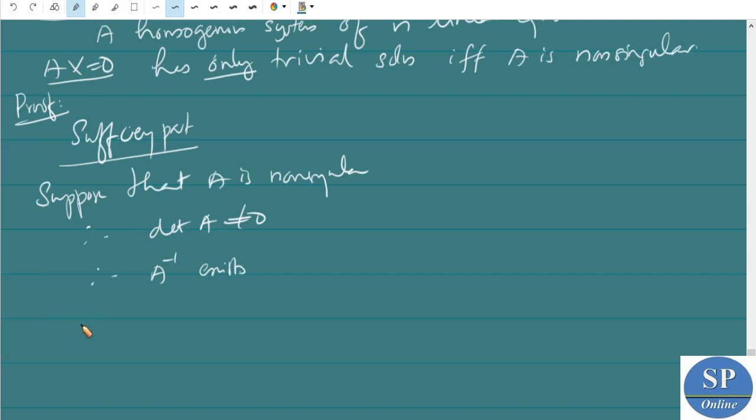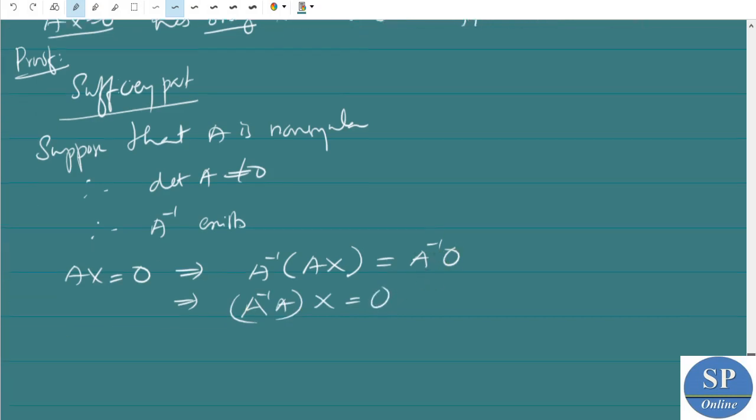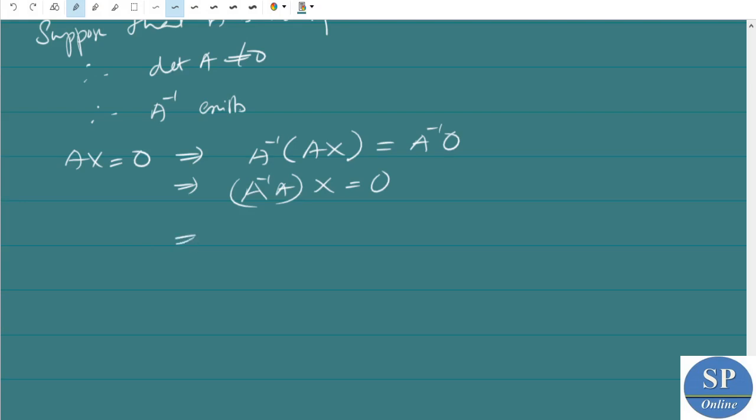system. So Ax equal to 0 implies A inverse into Ax, which is nothing but A inverse into 0. So this implies A inverse into A into x is equal to A inverse into 0, which is nothing but 0. That is, A inverse A is I, into x equal to 0. That is x equal to 0. This 0 is actually the zero matrix. That is 0 എന്ന് പറഞ്ഞു കഴിഞ്ഞാൽ 0, 0, etc., 0.